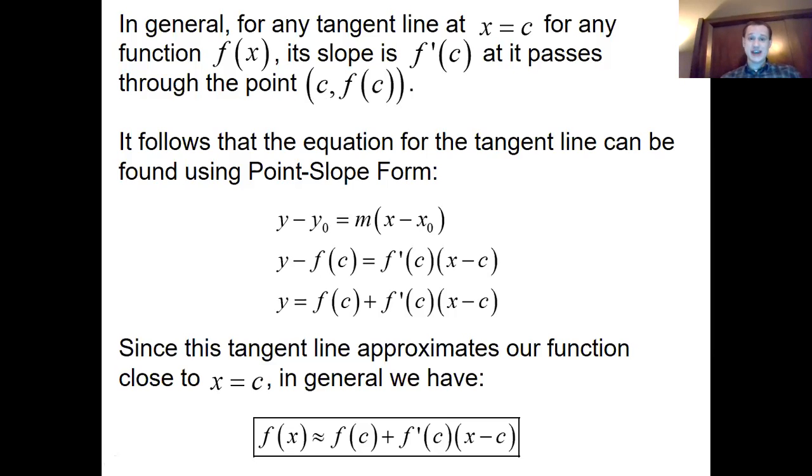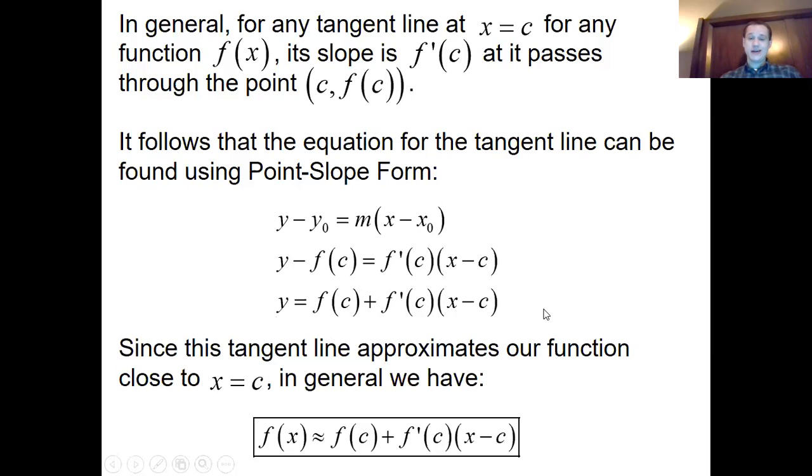So the point is c, f of c, and the slope there is f prime of c. If you might recall how we did this, we just went back to point-slope form. So y minus y naught is m times x minus x naught. The y part of the coordinate is f of c, so y minus f of c is, the slope there is f prime of c, and then you have x minus the x coordinate of the point we have, which is c. And if you move the f of c to the other side, you solve for y.